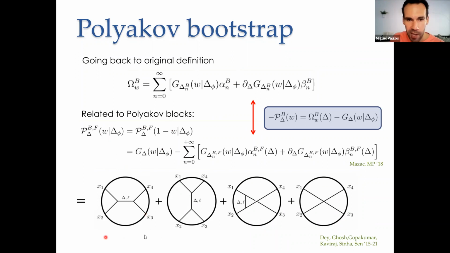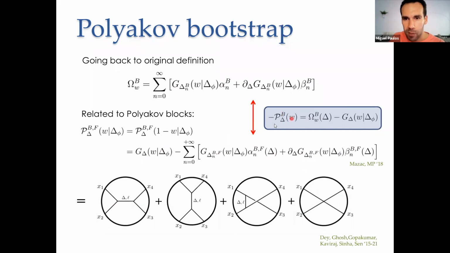Polyakov blocks are crossing symmetric sums of Witten exchange diagrams with specific choices of contact terms. And if you take this sum and you expand it in conformal blocks, you find that they take a form that looks like this. There's a G delta, and then there's a sum over double trace operators. And if you choose these contact terms appropriately, then it turns out that the coefficients are precisely these functional actions. Okay, so this is a story that we explained a few years ago.